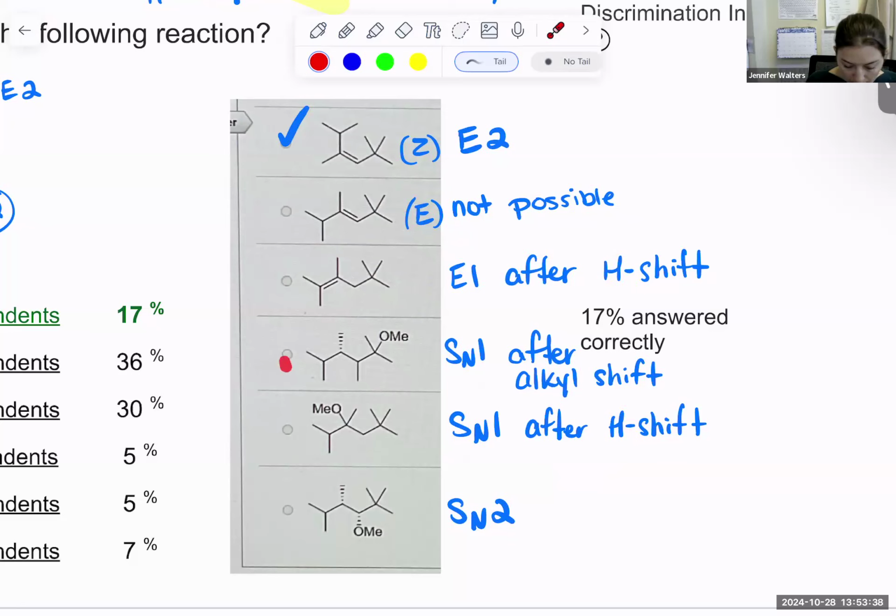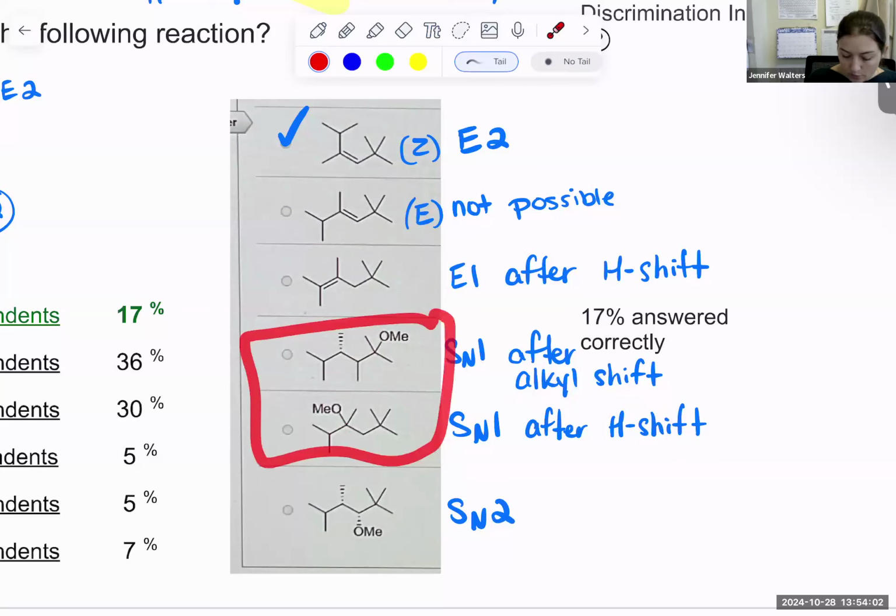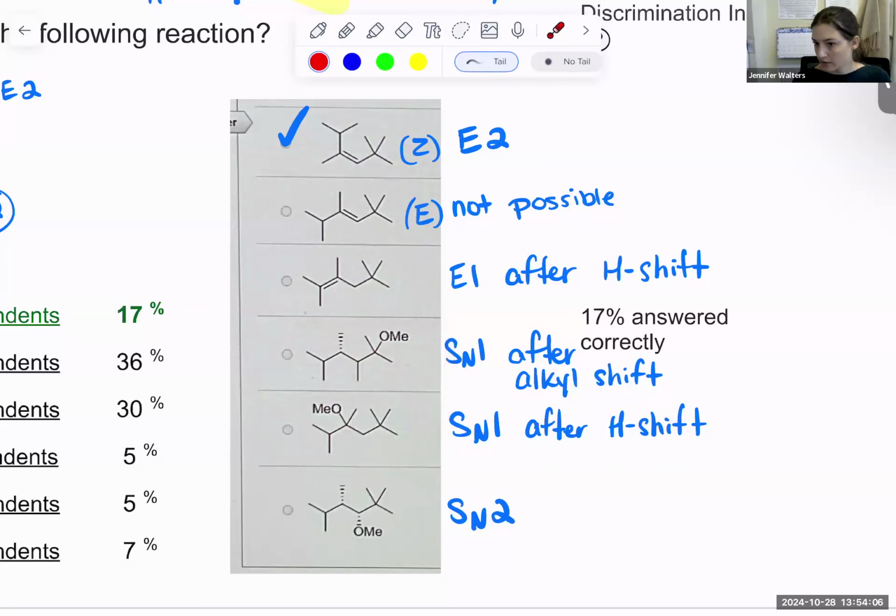Then for the next one, I see that this would be SN1 after having an alkyl shift. So this was the carbocation rearranged. And then now my nucleophile attacked the tertiary carbocation. Then this would be the other SN1 product if I did a hydride shift to get a tertiary carbocation. So both of these would be the major products if I was doing SN1, which I'm not. So they're not the right answer.